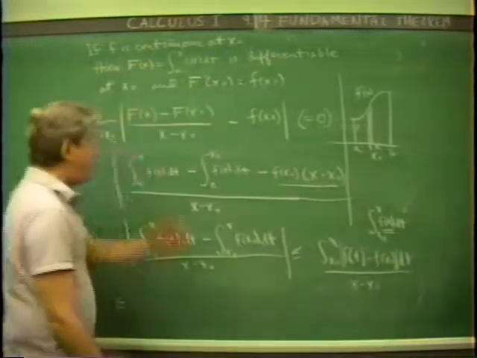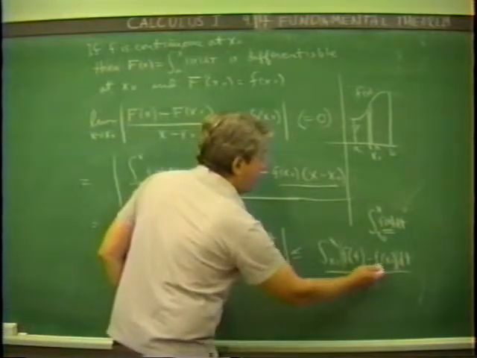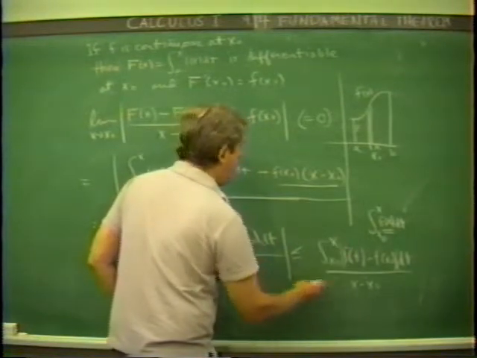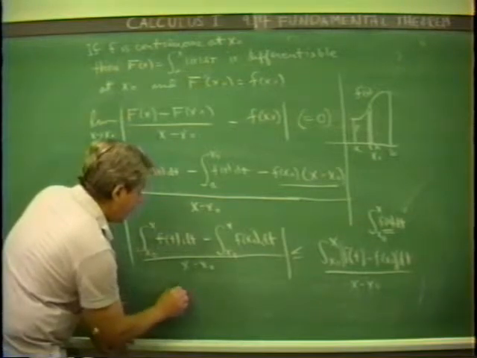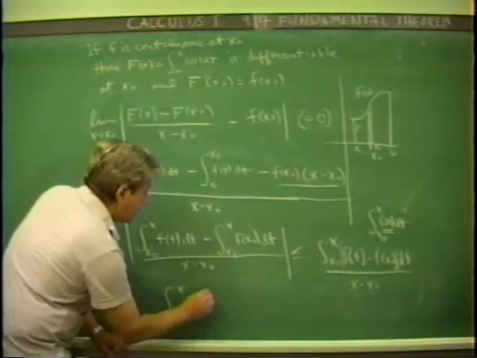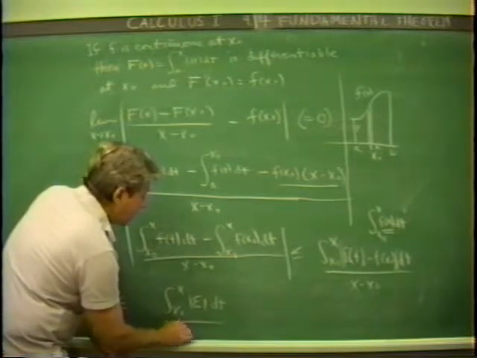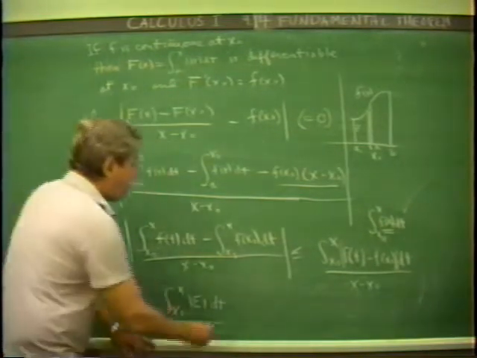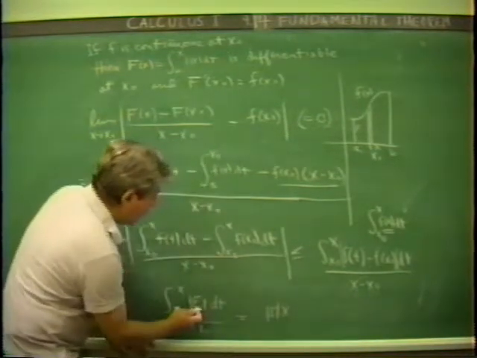But now what happens here? This is going to be less than or equal to, by the continuity of f, we can make f of t minus f of x naught very small, providing t is close to x naught. And it will be close to x naught if x is close to x naught. So this is going to be less than or equal to the integral from x naught to x of epsilon dt divided by x minus x naught.